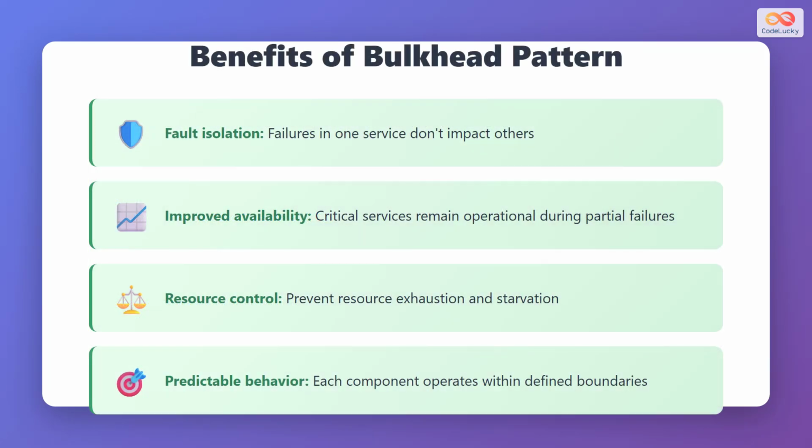The bulkhead pattern provides significant benefits. Fault isolation ensures failures in one service don't impact others. Improved availability means critical services remain operational during partial system failures. Resource control prevents resource exhaustion and starvation across services. And predictable behavior ensures each component operates within defined boundaries, making your system more stable and manageable.